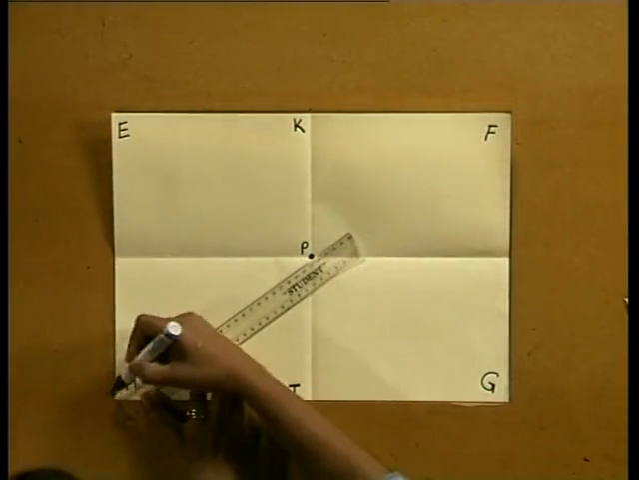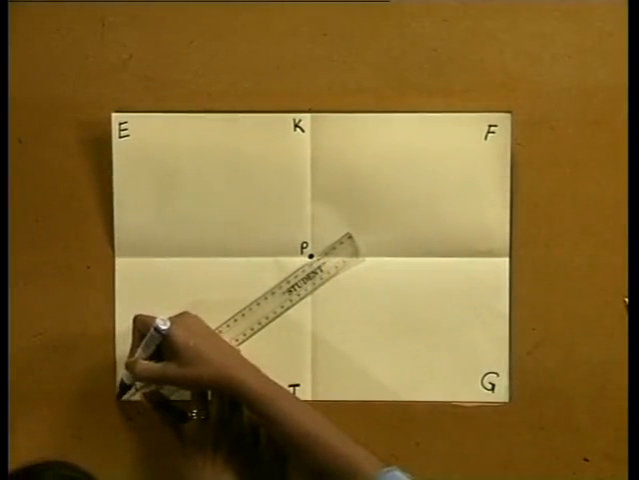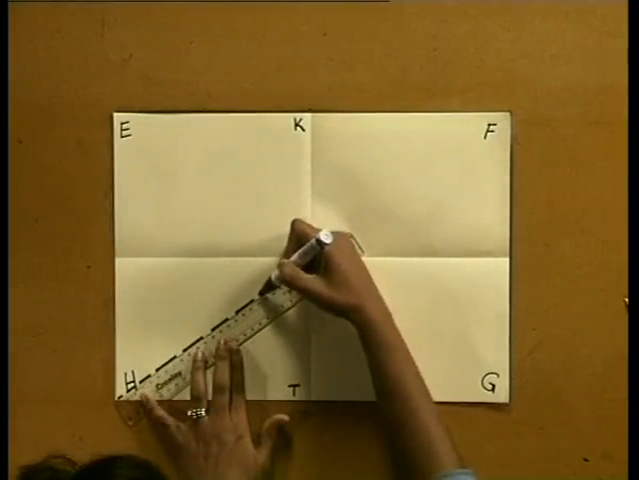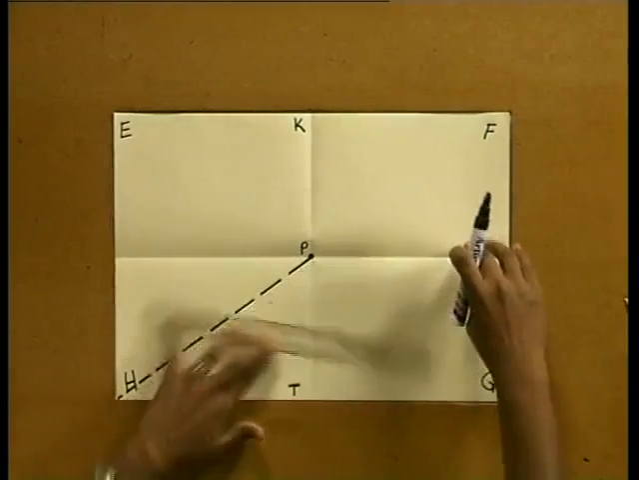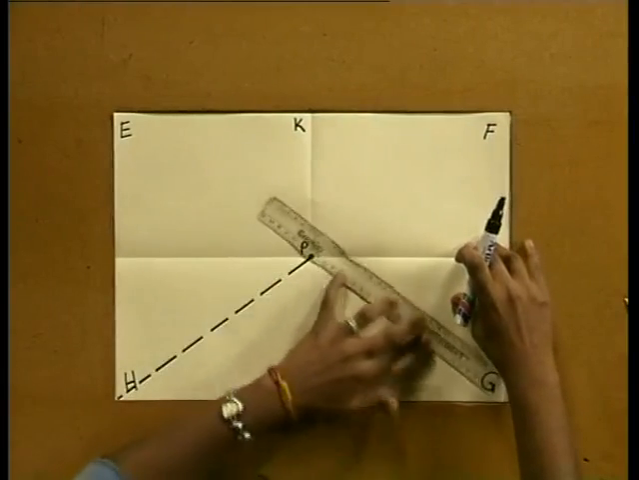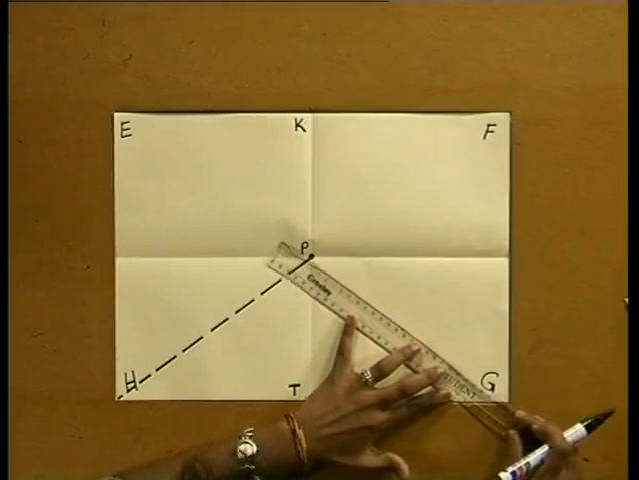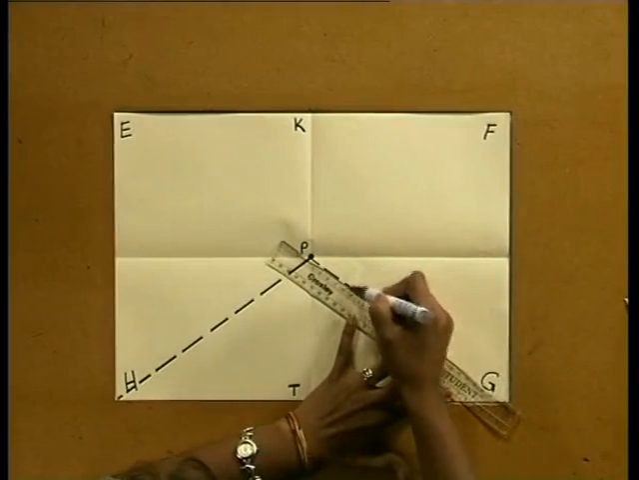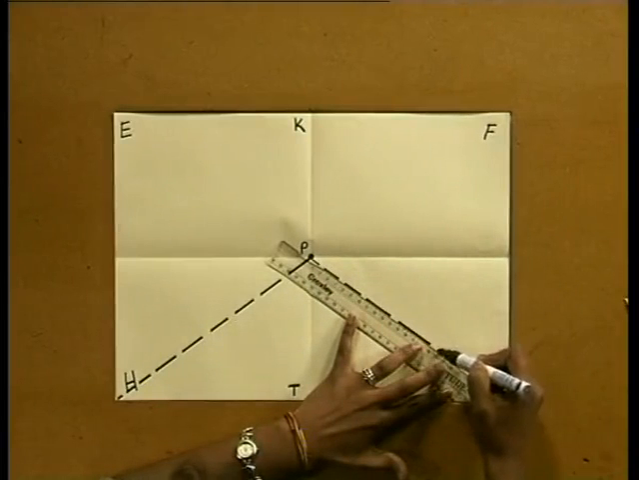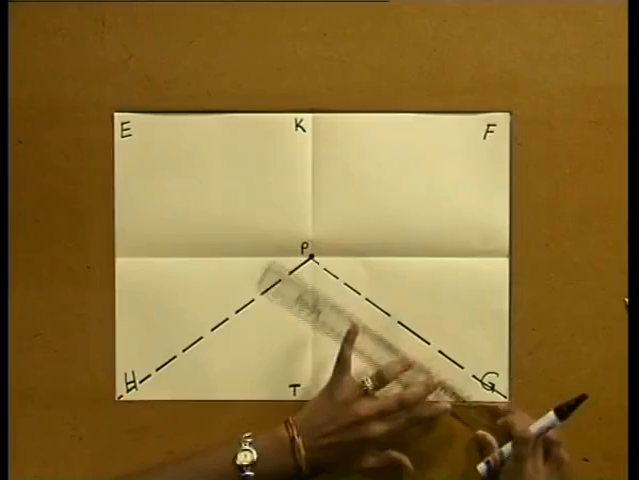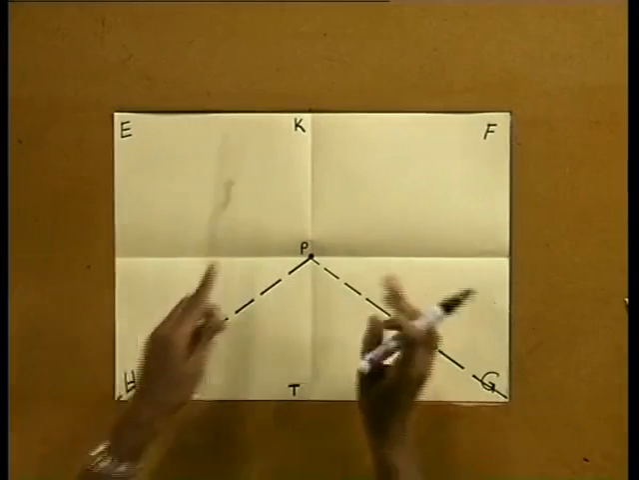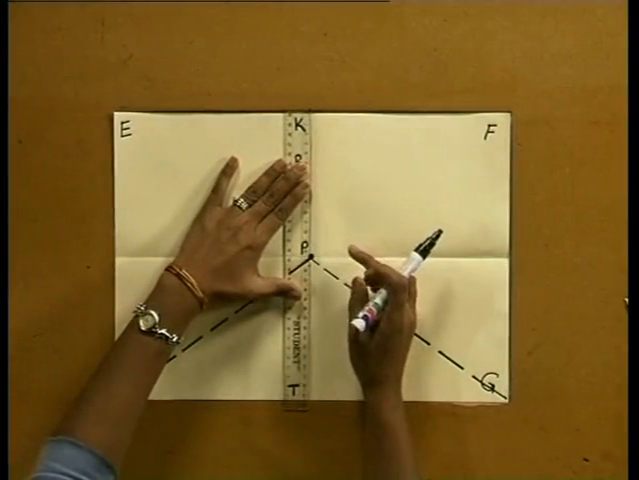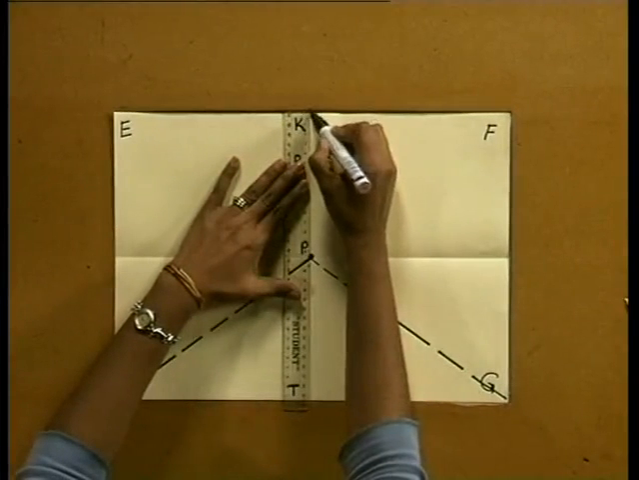Okay, just make sure that your ruler is straight and join the points. Now joining P to G. And lastly, we join K to T, which is in fact the line of symmetry.